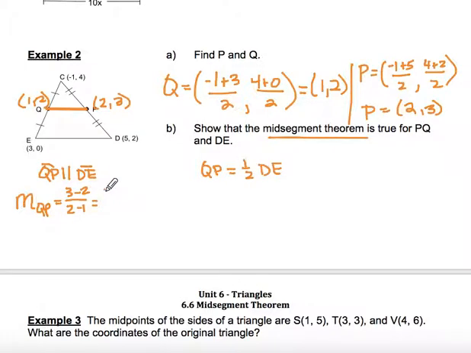3 minus 2 is 1. 2 minus 1 is 1. 1 over 1 is 1. So my slope of QP is 1. If these are in fact parallel, I should also get 1 for the next.